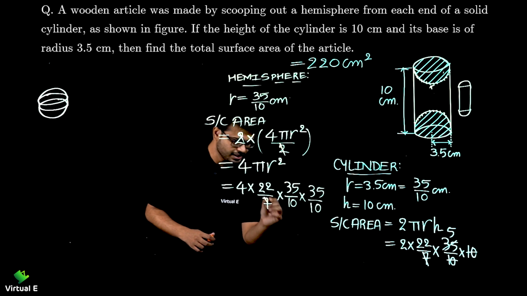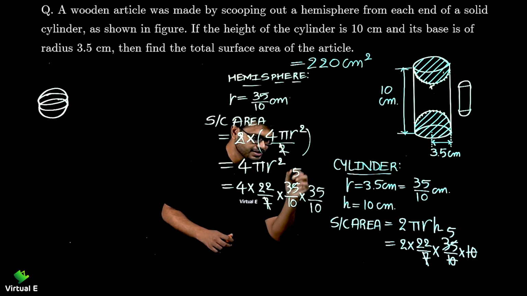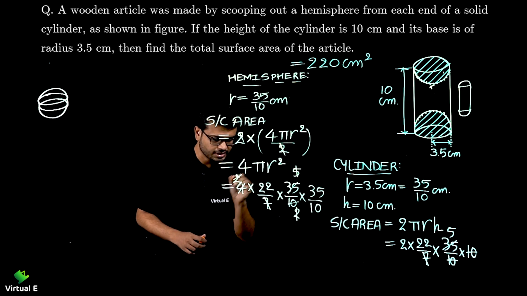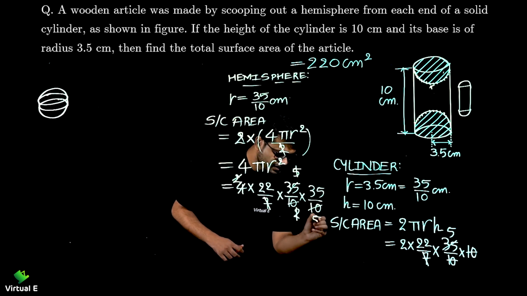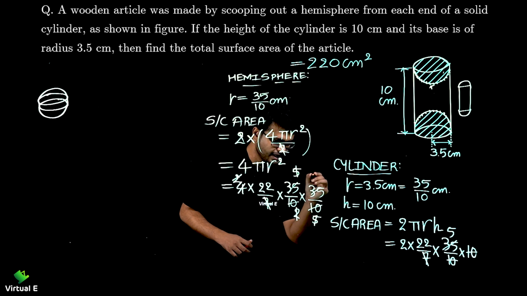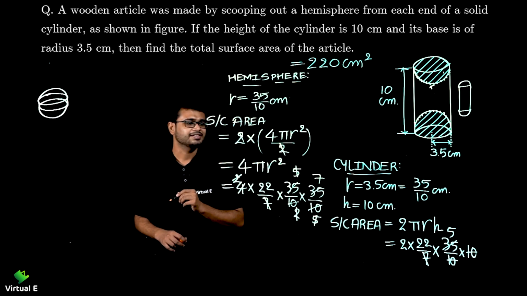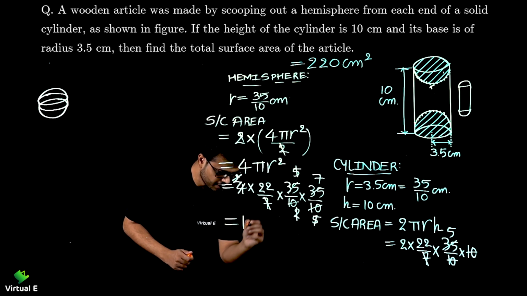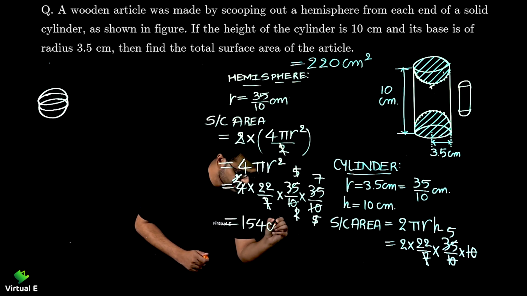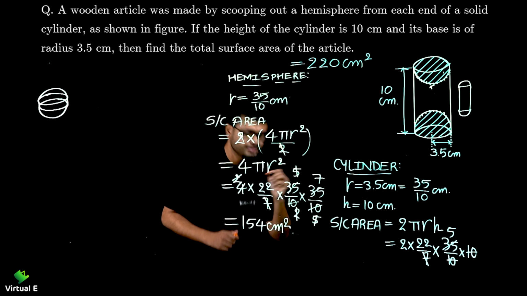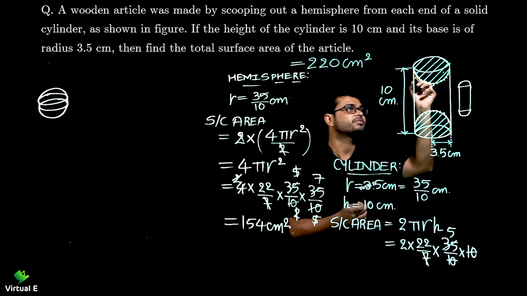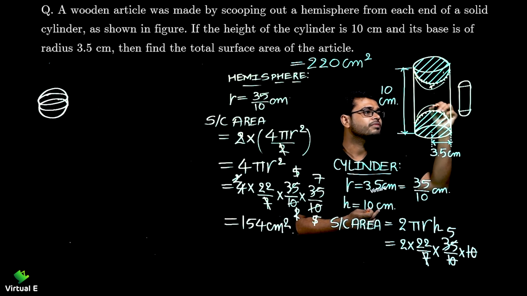Done. Let's do the cancellation. 7 ones are 7, 5s are 5, 5 ones are 5, 5 2s are 10, 2 ones are 2, 2 2s are 4, 2 ones are 2, 2 5s are 10, 5 ones are 5, and 7s are 7. So that's it. Good cancellation. 22 multiplied by 7 will give you 154 centimeter square.